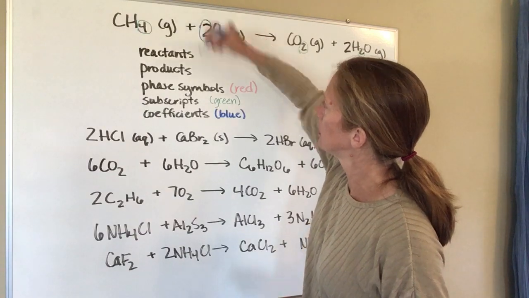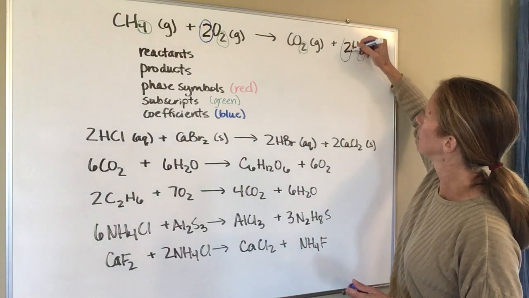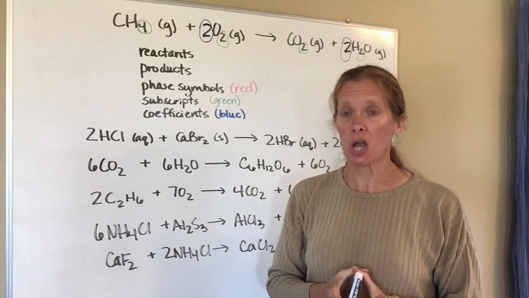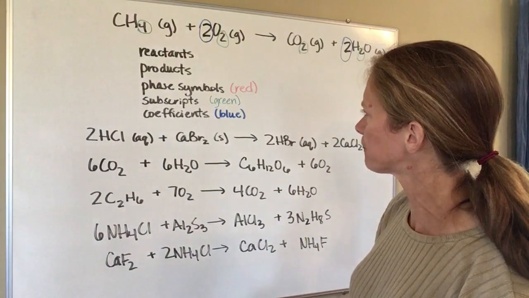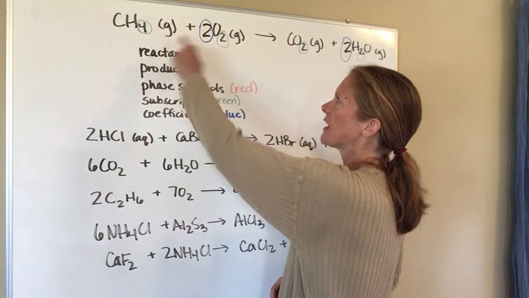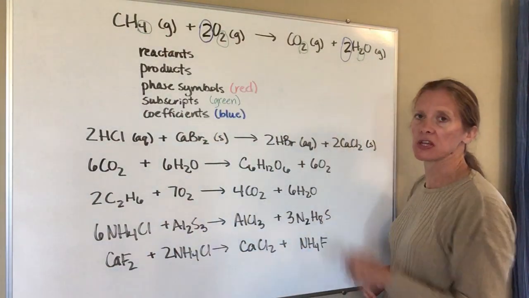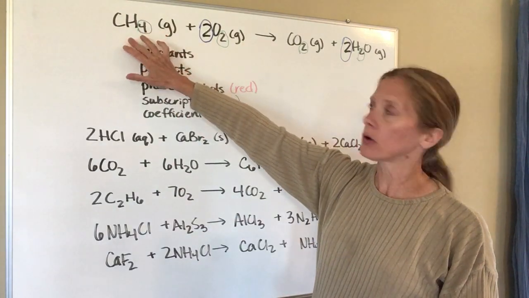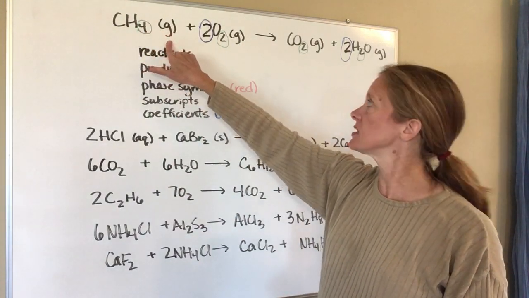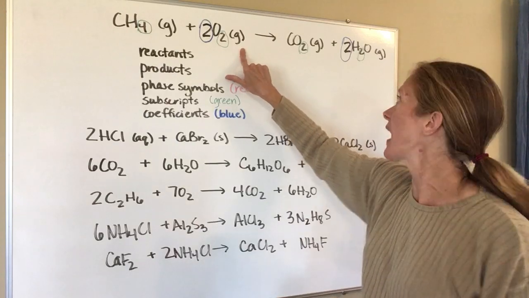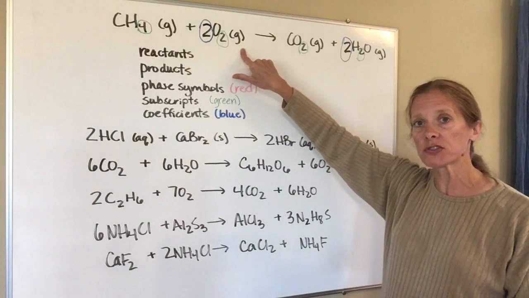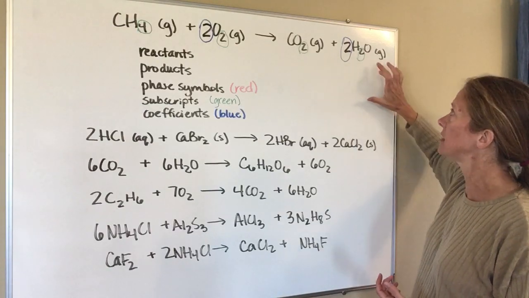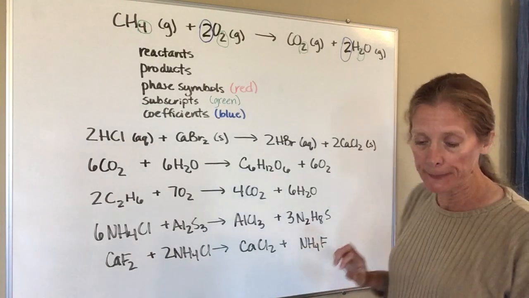So this 2 is a coefficient, and that too is a coefficient. Okay, that tells me how many of each kind of molecule that I have. There are also letters after each one of these, and that tells me what phase it is in. So CH4 or methane is going to be in the gaseous phase. Oxygen is a gas, and when this combusts or burns, it also makes gaseous carbon dioxide and gaseous water.